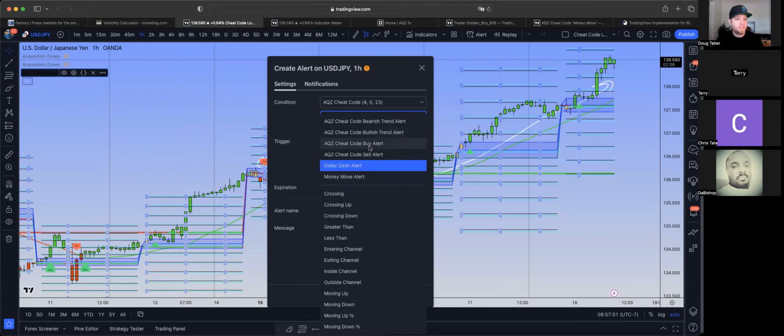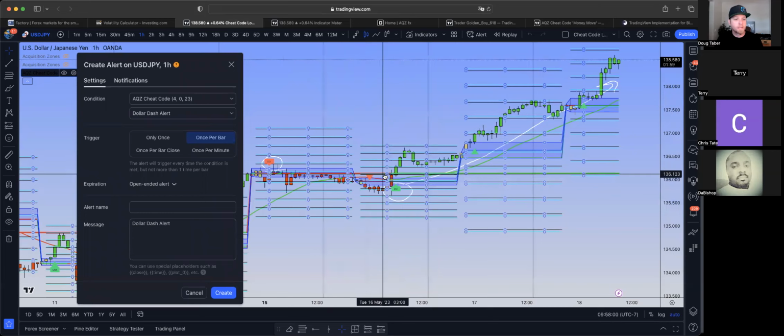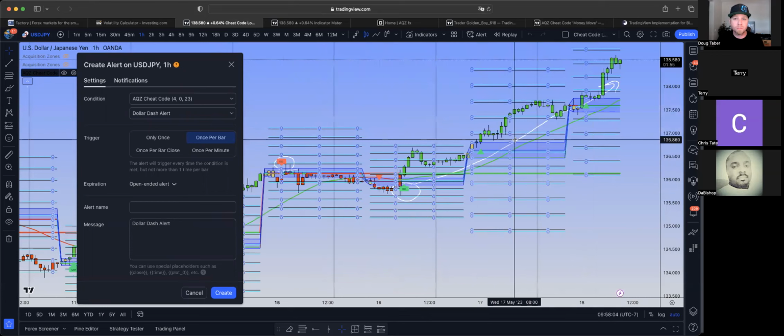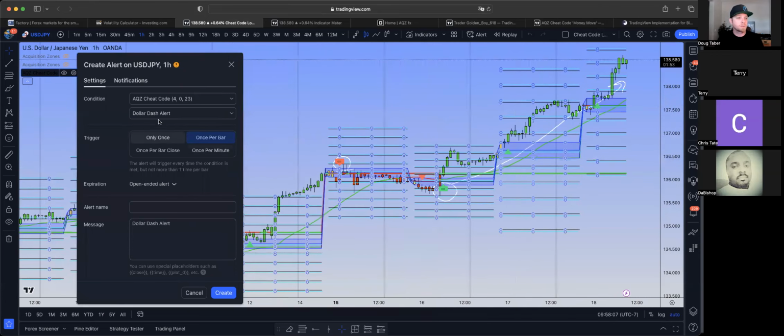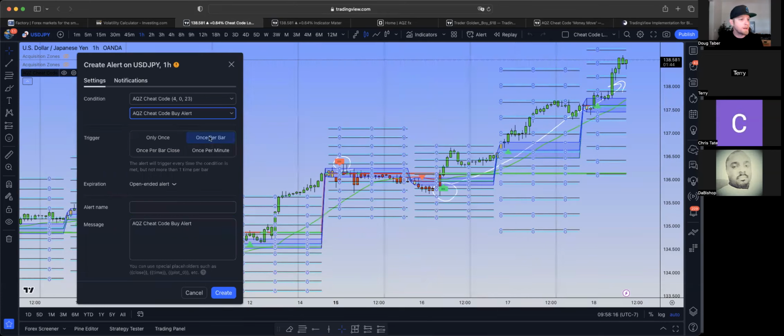Now, AQZ Cheat Code Buy Alert, AQZ Cheat Code Sell Alert, that is going to be for our regular signals, buy and sell. If you desire to have those signals alert you as well, you can do so. With those alerts, you want to also place once per bar, open-ended, and create.